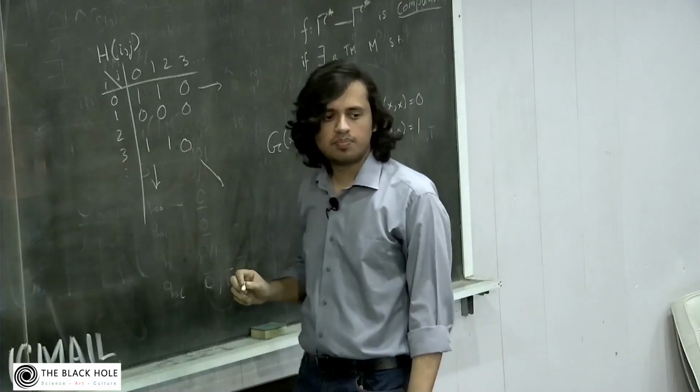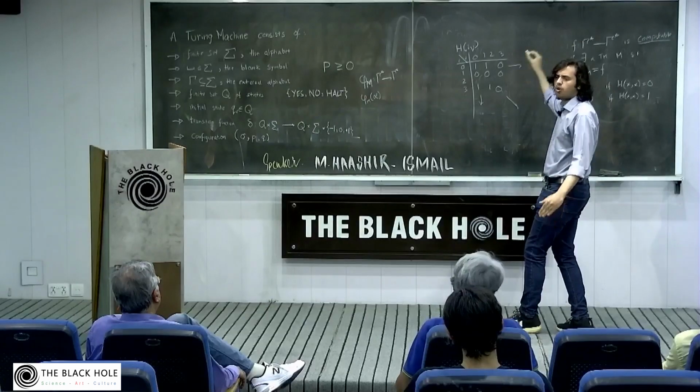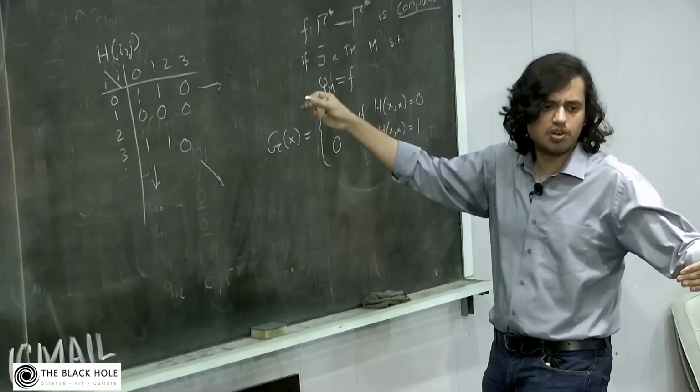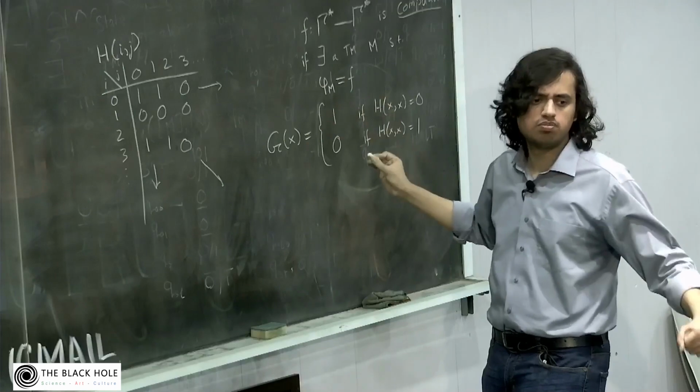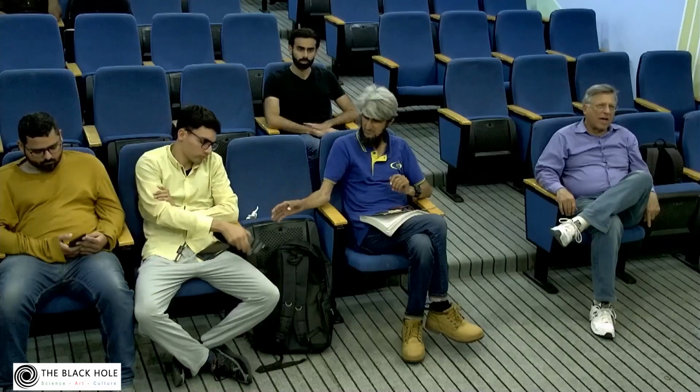Can you repeat what H means? Oh, it's just what we're calling the halting machine. The hypothetical machine that checks if another halts on an input. It's a dummy machine. H is just a dummy name. Yeah, but what are I and J?